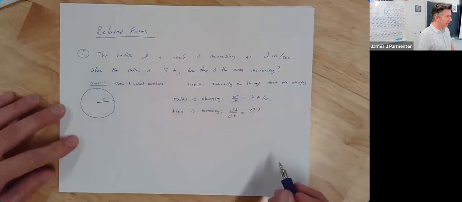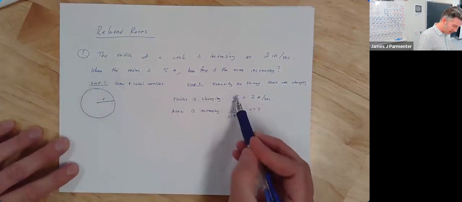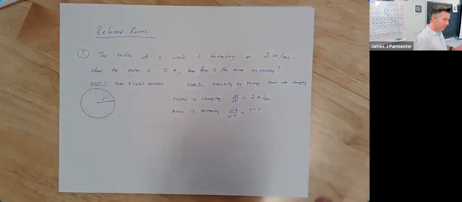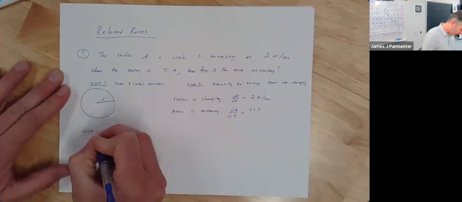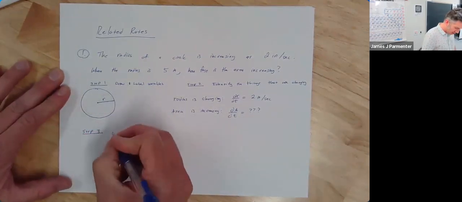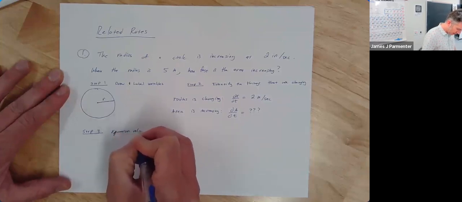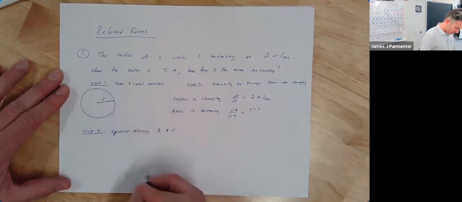So after you've identified what's changing, or as my old professor used to say, identify the d what's. The top thing is a d what, the bottom thing is a d what, usually a dt on the bottom, but not always. Then we want to find an equation relating the non-time variables. So we want an equation relating, in this case, area and radius.